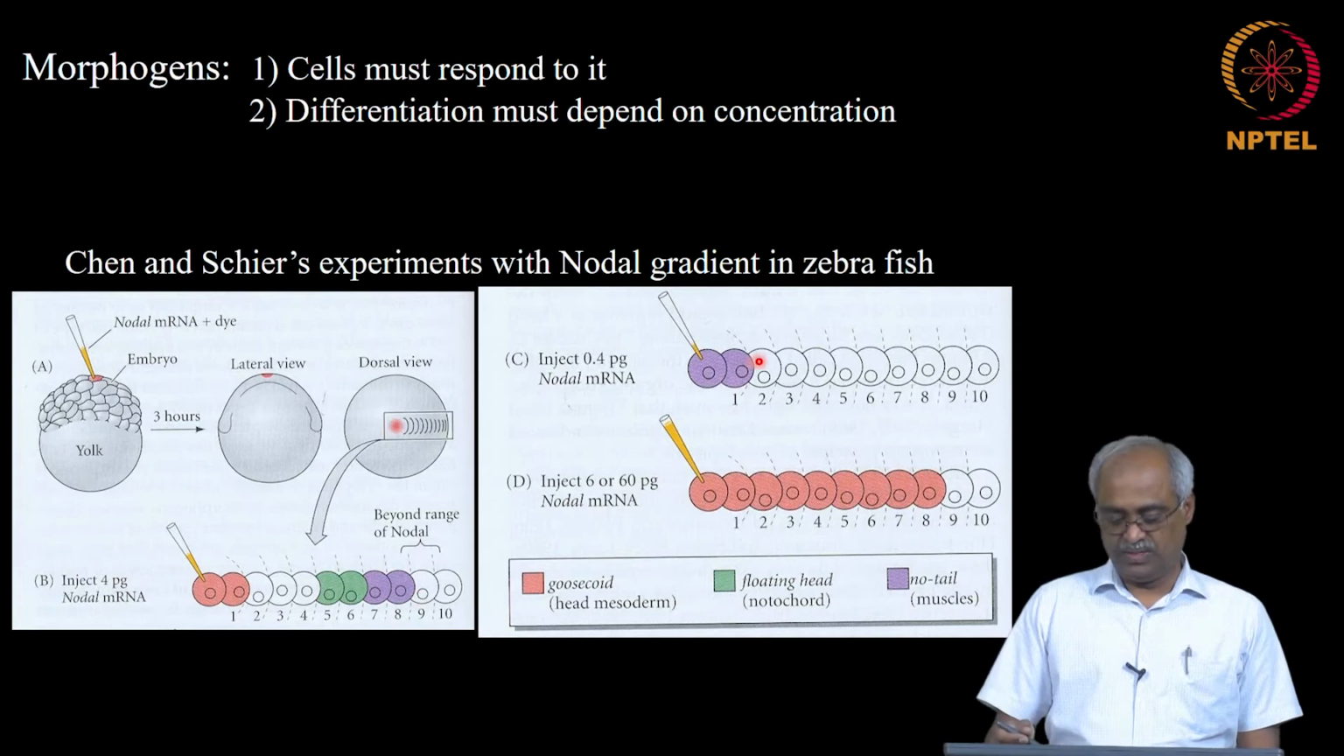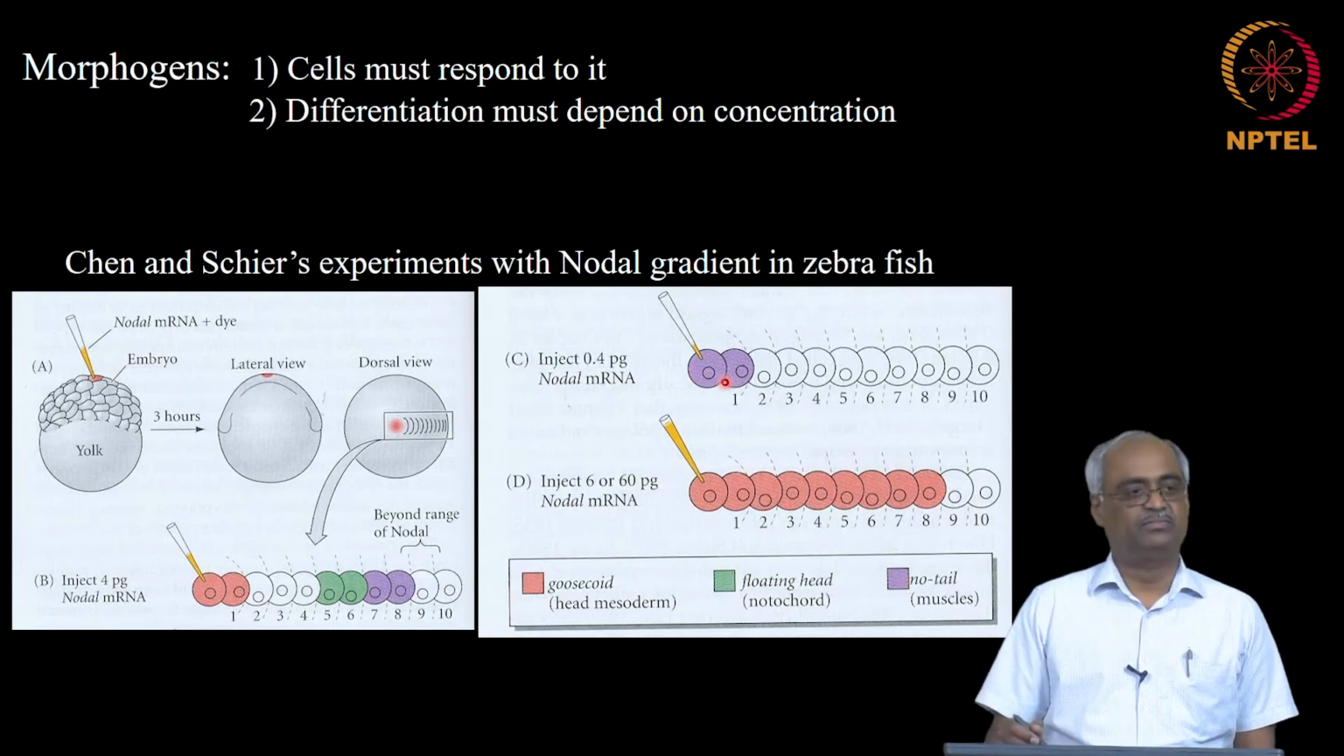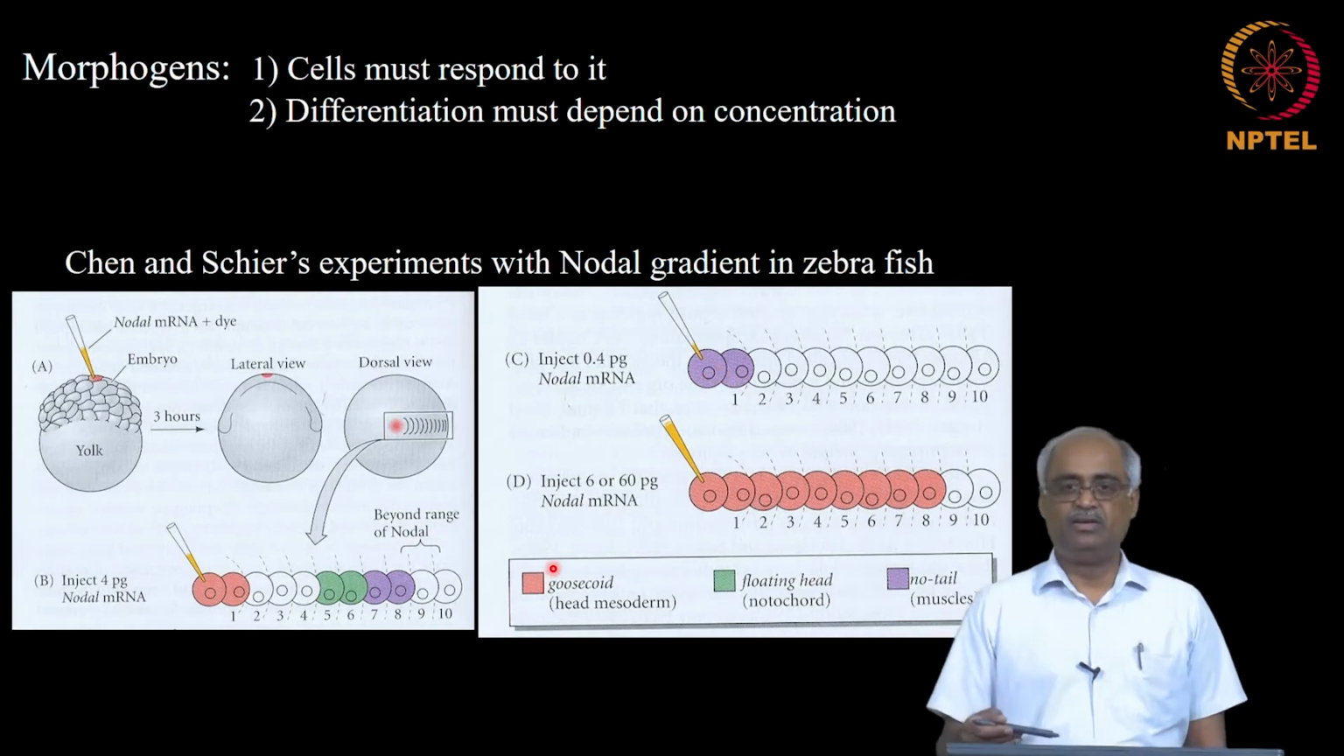So, that is experimentally demonstrated in the subsequent sections here. If you have far less nodal mRNA injected in these cells, they directly activate no tail. The concentration is far below what is required to activate goosecoid. These are not difficult to understand.